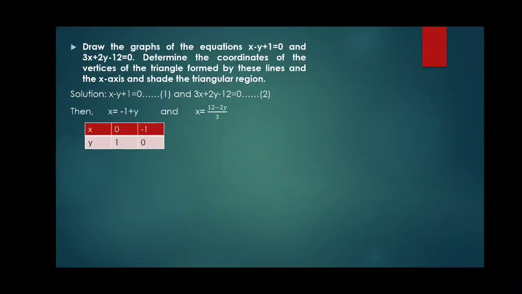So now the points. When y is equal to 1, x is equal to 0, minus 1 plus 1, 0. And when y is equal to 0, x is equal to minus 1, minus 1 plus 0, minus 1.